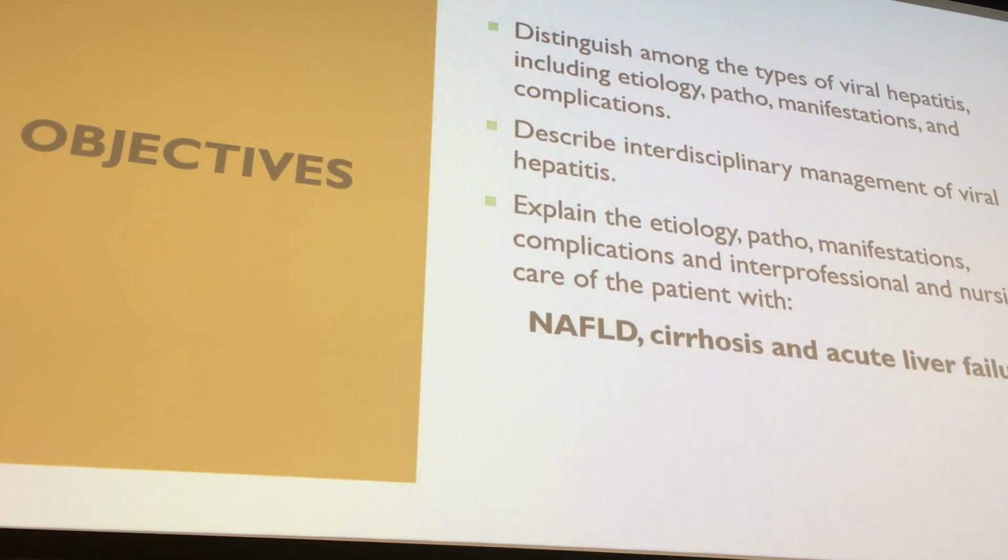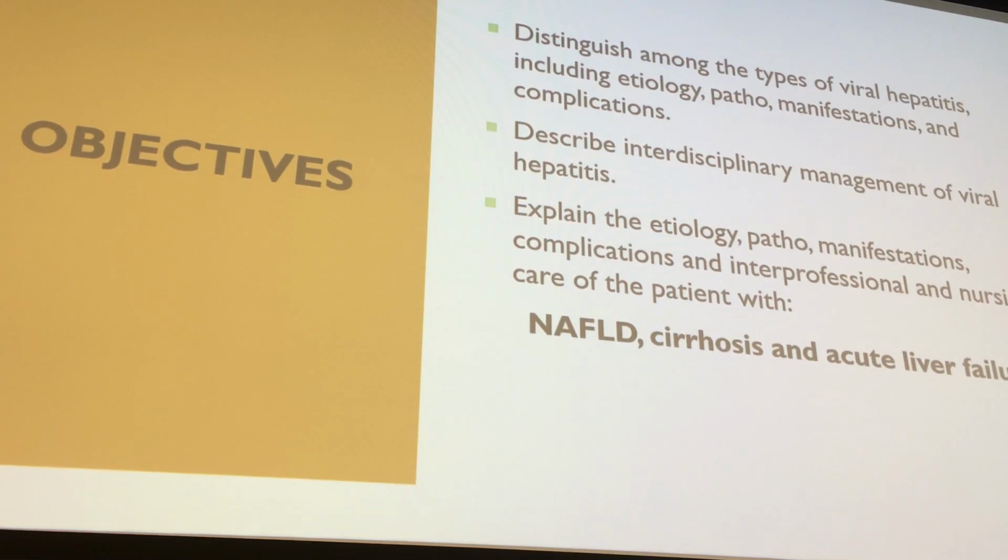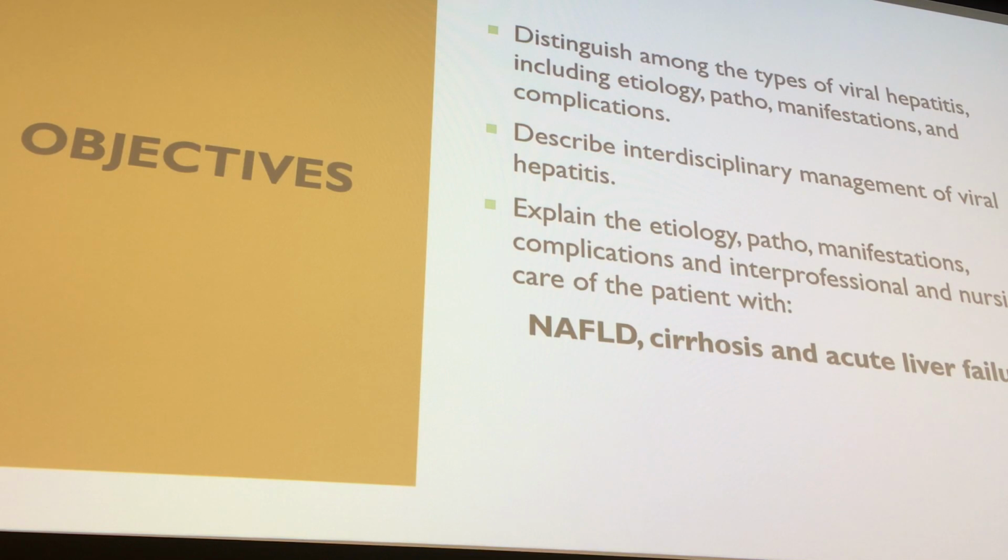So basically what we're gonna do, these are always important, in terms of objectives. We're gonna distinguish among the different types of hepatitis, okay? We're gonna go over the etiology, the patho, the manifestations, and the complications. We're gonna go through some of the management of viral hepatitis. We're gonna go through the etiology, patho, manifestations, complications, and interprofessional and nursing care of the patient with non-alcoholic fatty liver disease, cirrhosis, and acute liver failure.